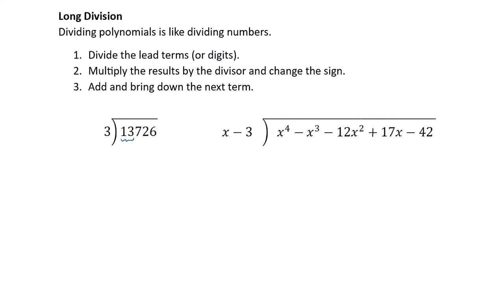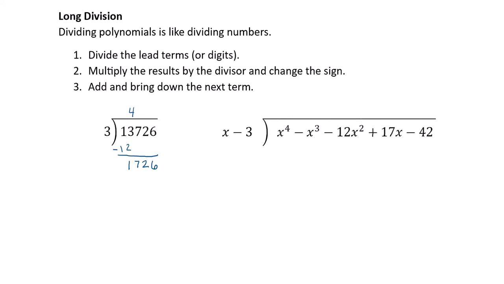13 is the first number that's going to be large enough to divide by 3. So 13 divided by 3 is 4. And notice I'm putting that above the 3 of the 13. 3 times 4 is 12. Then we draw our line, change our sign, and combine down. 13 minus 12 is 1. And we carry down the rest of the numbers and repeat.